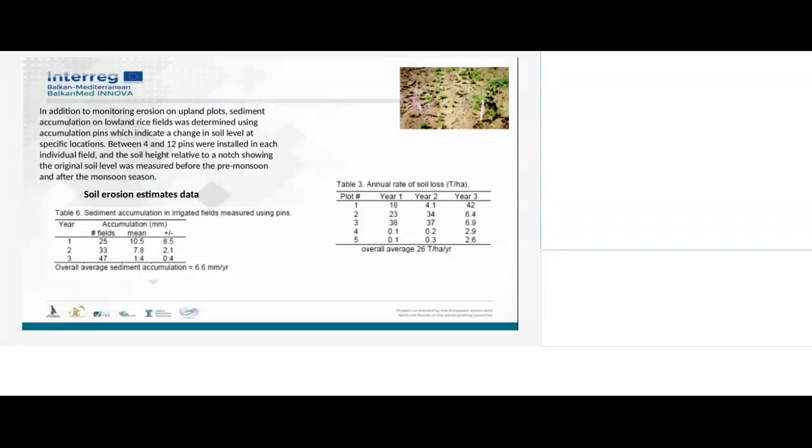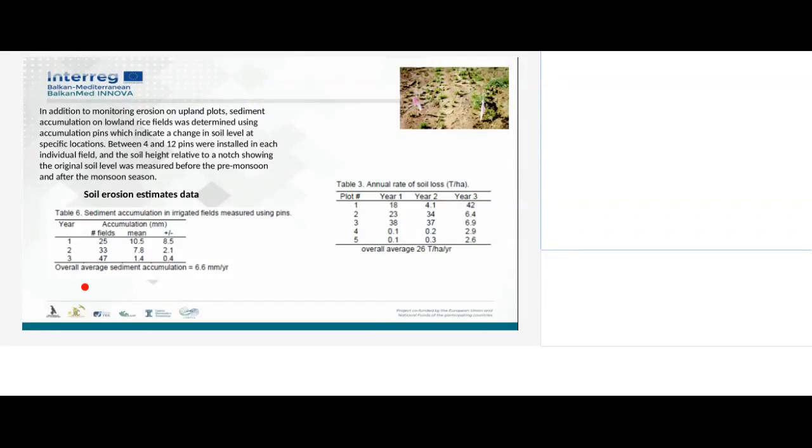In addition to monitoring erosion on upland plots, also sediment accumulation on lowland rice fields was determined using accumulation pins. Some pictures are shown here, and these are the pins. These pins indicate a change in soil level at each specific location. Between 4 and 12 pins were installed in each individual field, and the soil height relative to a notch showing the original soil level was measured before the pre-monsoon and after the monsoon season.